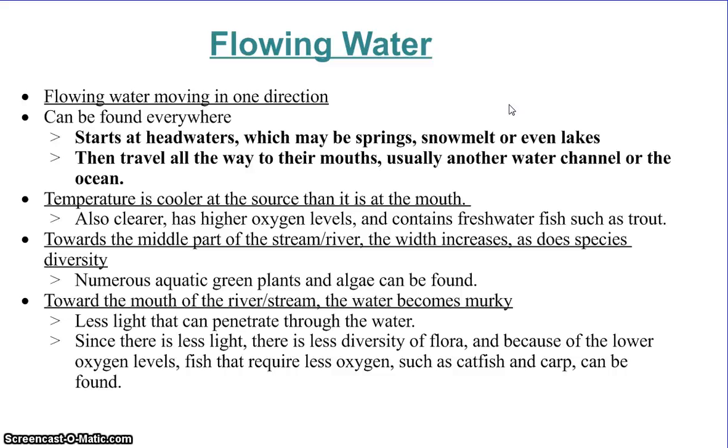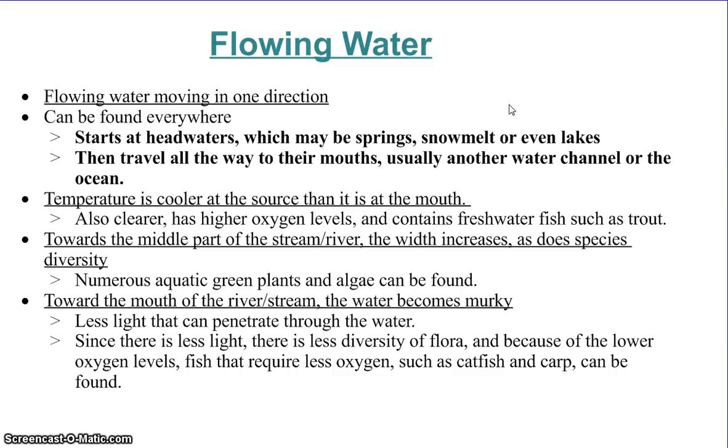And so some key components of a flowing water biome. They're actually really split up into different areas. You have the source, which is going to be cooler than at, say, the mouth. It's also going to be clear, since there's less sediment at the source. It's going to have higher oxygen levels and contains freshwater fish such as trout.